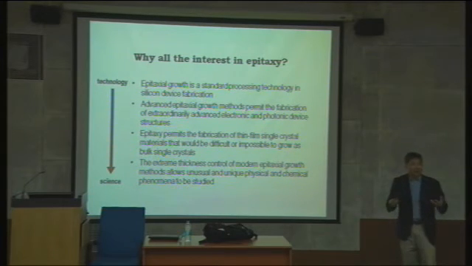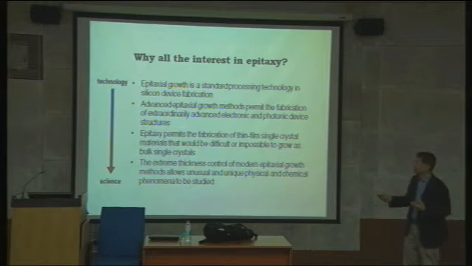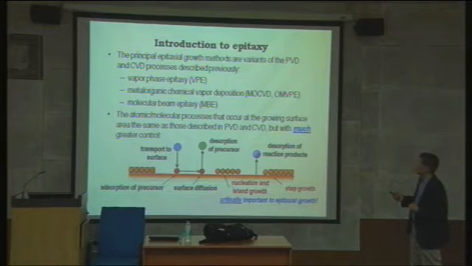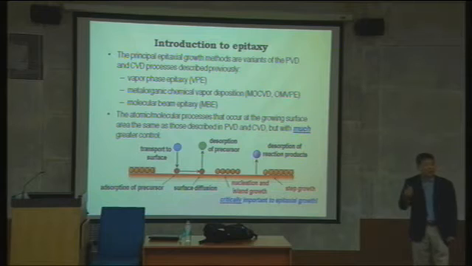So now I think the perovskite is so powerful, from both a technology point of view and a science point of view, and we need to understand what the perovskite is. The epitaxial growth methods, PVD and CVD, were described previously. A lot of names here, a lot of names with E. That's epitaxy: vapor phase epitaxy, metal organic chemical vapor deposition, MOCVD, OMVPE, or molecular beam epitaxy, MBE. So epitaxy is a variation of the name, as long as you have registered growth using these different techniques.